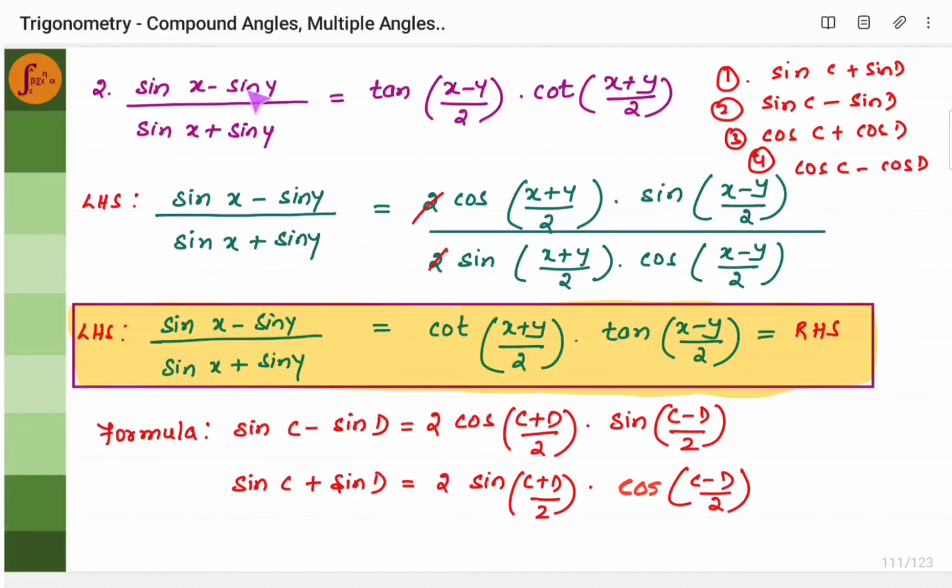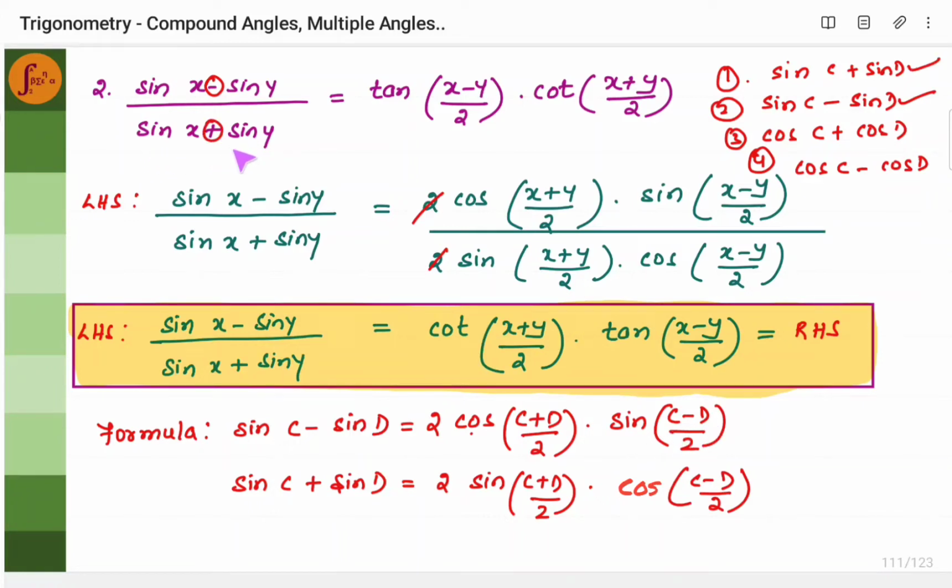Now sin x minus sin y is the second formula. In the second formula, you have sin on both sides, so it's going to be a combination of sin and cos. But since it is a minus sign here, we will reverse. It will be cos (C plus D) by 2 into sin (C minus D) by 2.